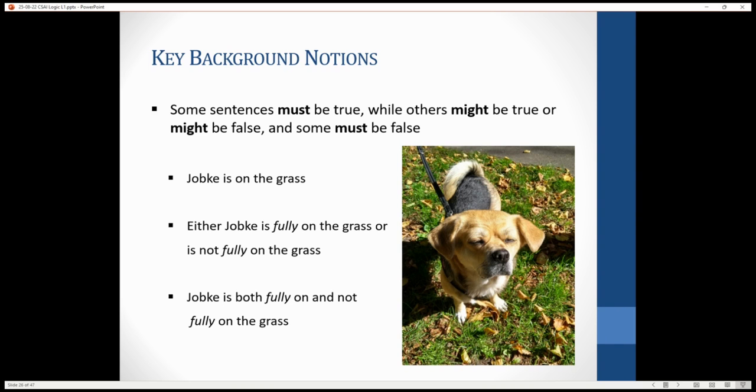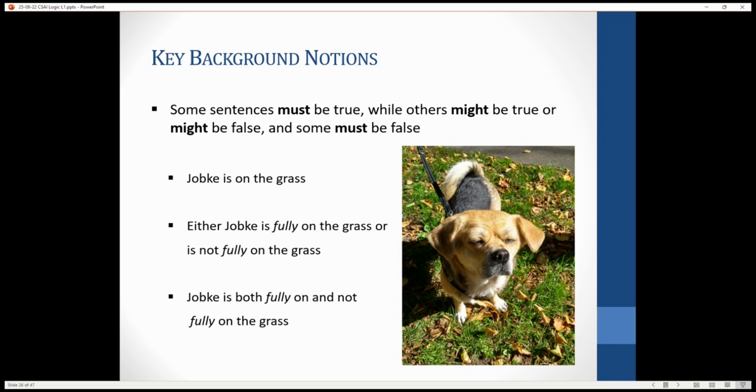Contrast that with our second sentence here. Either Yabka's fully on the grass, or is not fully on the grass. Now what's interesting about this sentence is it looks like simply by its structure, it has to be true. Because either she's fully on the grass, or it's not the case that she's fully on the grass. That could be because she's, say, partially off of it, or it could be because she does not exist. There could be lots of reasons why the second disjunct could be true, but it looks like it's either going to go one way or the other.